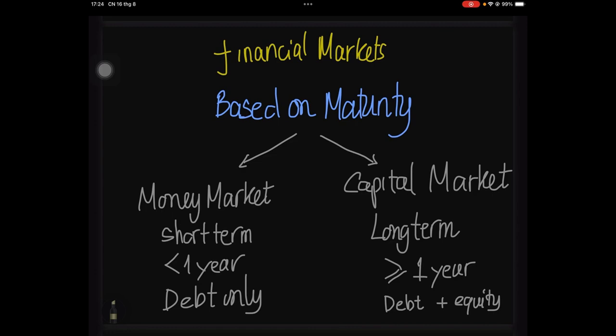The difference is surprisingly simple. The money market focuses on short-term debt instruments, usually securities with an original maturity of less than 1 year. The capital market focuses on long-term financing. This includes long-term debt, stock, and other equity securities. The key idea is money markets manage short-term funding needs and capital markets support long-term investment and ownership.